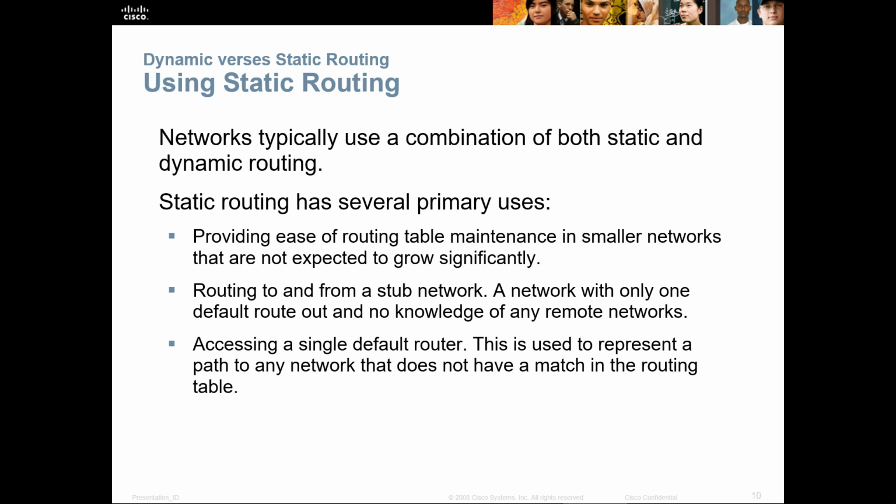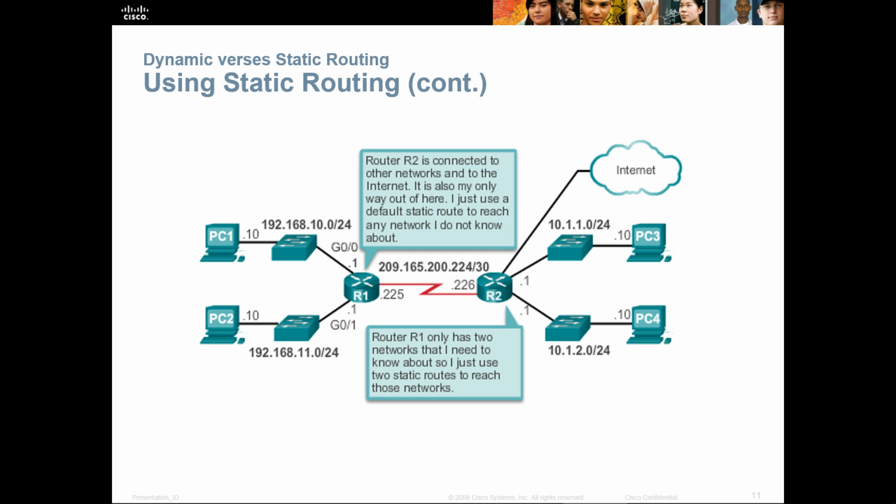So, using static routes has its purposes. Normally, static routes provide easy routing table maintenance. This is only true for smaller networks. Routing to and from stub networks, meaning if there's only one path in and out, static routes work. Also, accessing a single default router, because again, routing won't be that complicated, so static routes are sometimes a valid use. So if we have a small network going back and forth, here we might want to use a static route.